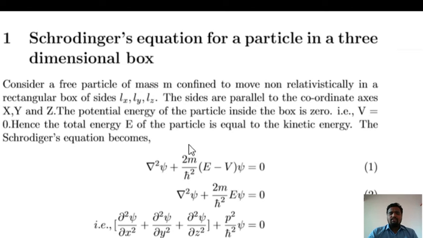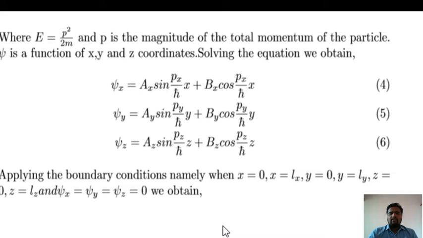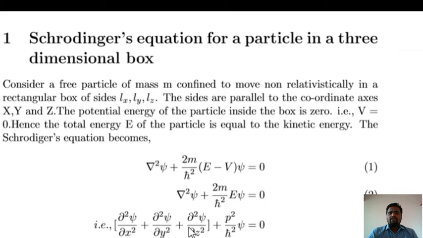By solving this differential equation in three dimensions, we will get the wave function as psi x is equal to ax sin(px by h cross times x) plus bx cos(px by h cross times x). Psi y equal to ay sin(py by h cross times y) plus by cos(py by h cross times y). Similarly, psi z is equal to az sin(pz by h cross times z) plus bz cos(pz by h cross times z). These are the solutions of the second order differential equation.